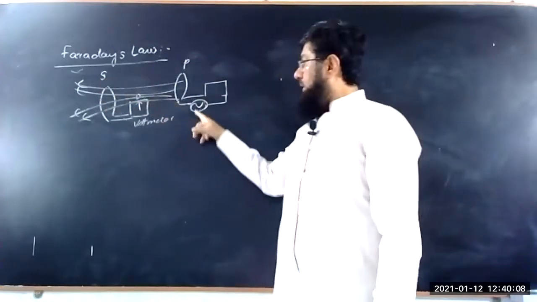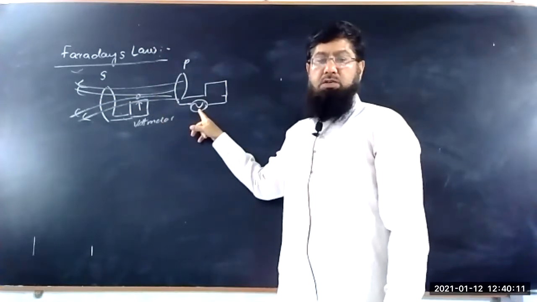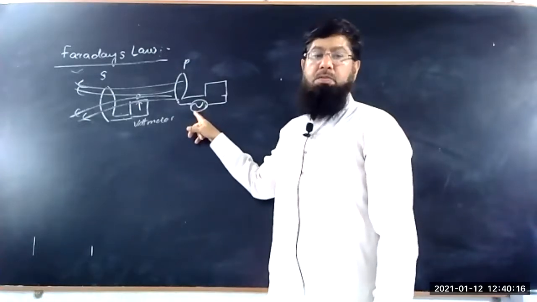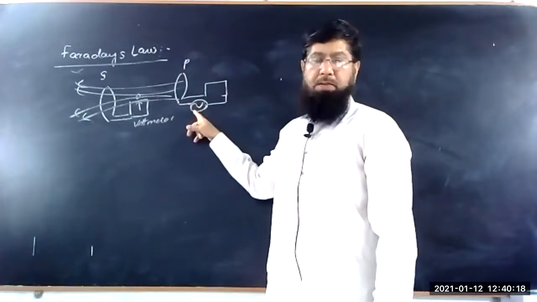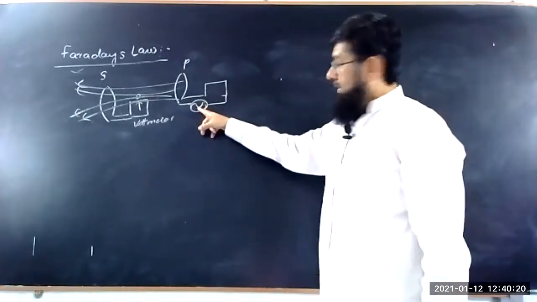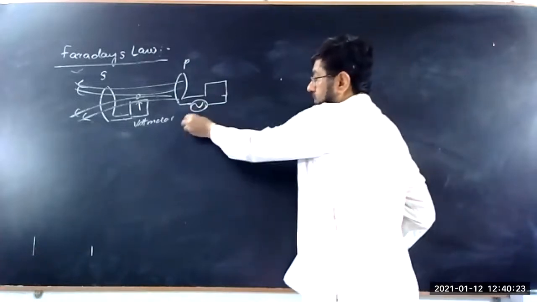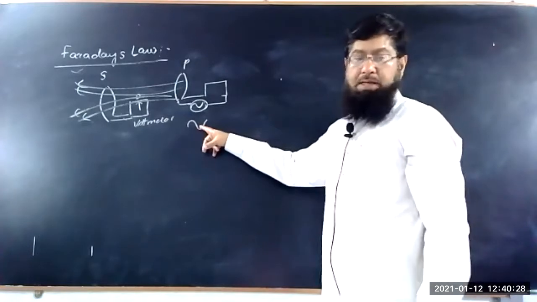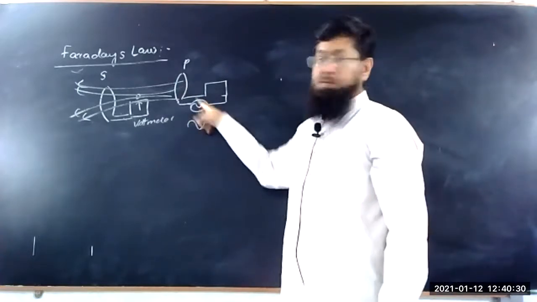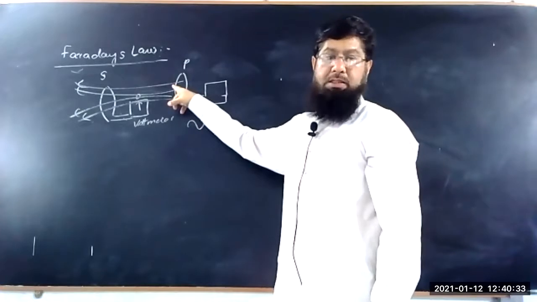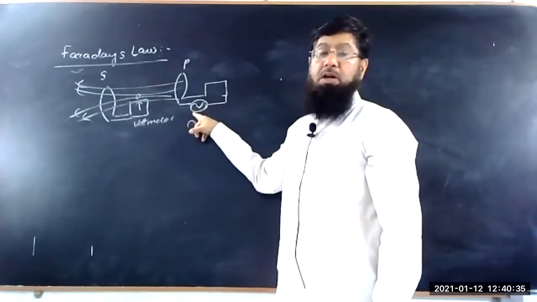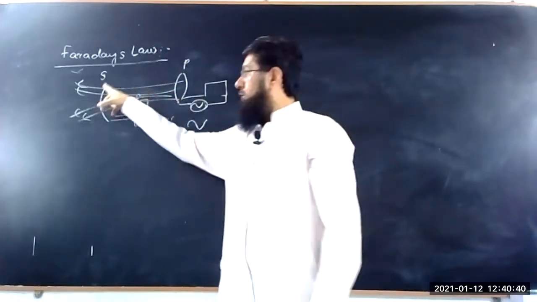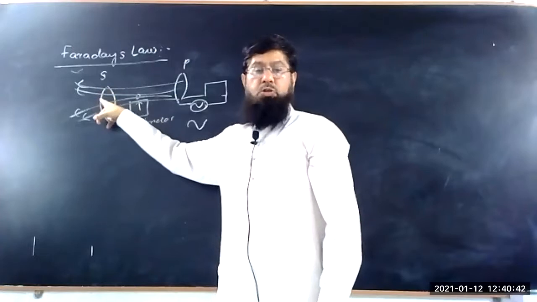The current flowing in the primary coil is the AC current. Because AC current will produce a non-uniform magnetic flux, it means this current is changing with time. It is in the waveform. The magnetic flux produced by this AC current will be non-uniform, so this non-uniform magnetic flux will pass through the secondary coil and induce EMF in the coil.